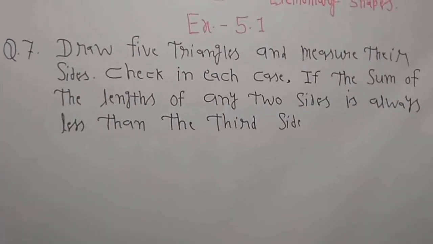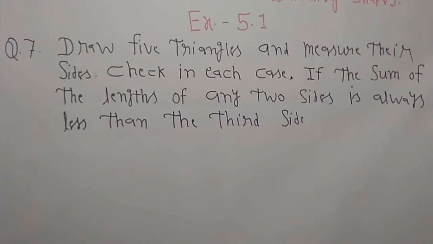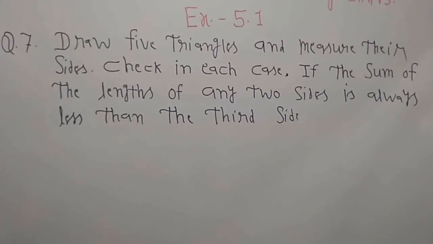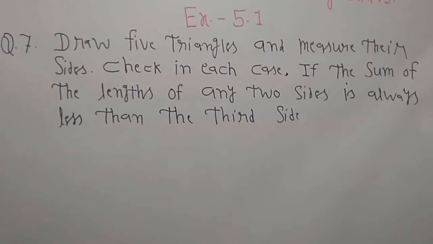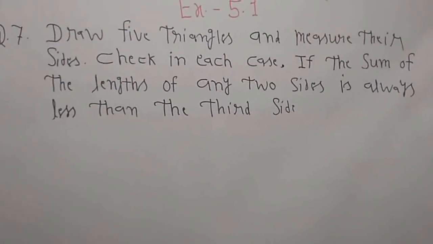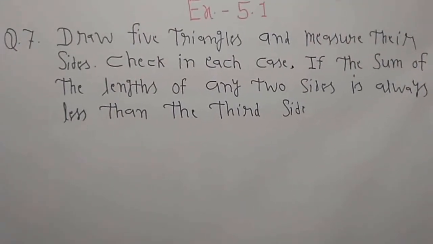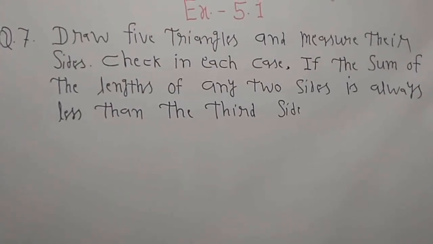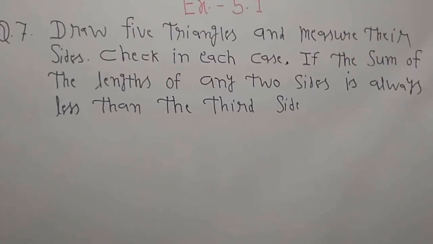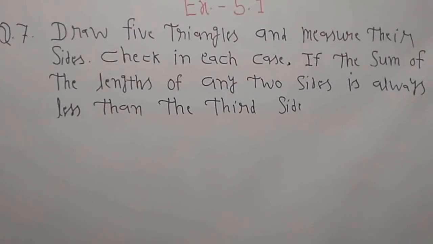As we solved triangle 1 and triangle 2, similarly you solve triangles 3, 4 and 5. In those triangles, first you draw the triangles without taking any fixed measurement, and after drawing you take the measurements of their sides. After that, you add the measurements of two sides, compare with the measurement of the third side, and then take the decision on that basis whether the sum of two sides is greater than or lesser than the third side.